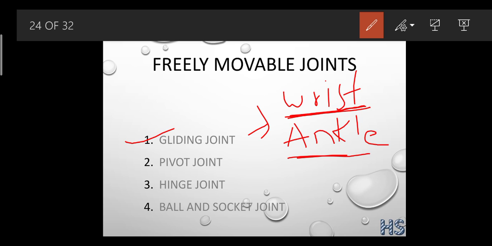Ankle. Suppose I have to kick something, say a football. With the help of this ankle, with this movement, I can kick the ball. So this is in the ankle part.